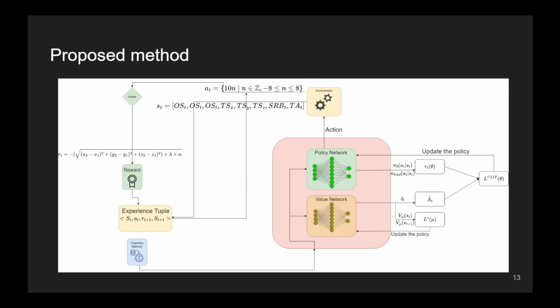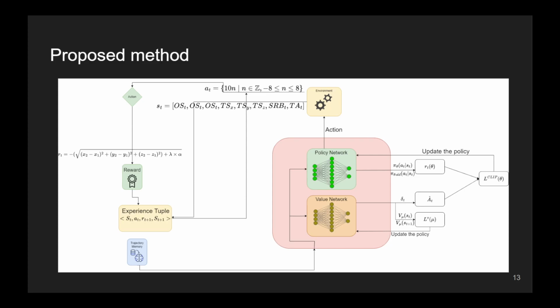Now let's talk about the proposed method. We are primarily using the proximal policy optimization algorithm to train our agent. At first, we can see in the diagram that we have two different networks. The goal of the policy network is to take the observation as an input and then output action probabilities. The goal of the value network is to estimate how good an action is based on the state. So the value network will take the state and action as an input and it will output the estimated reward.